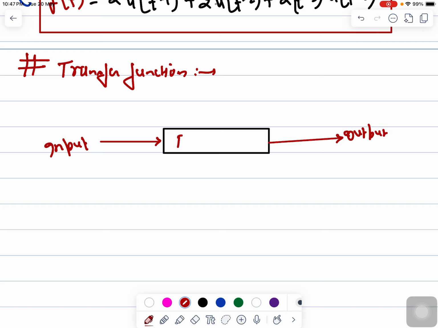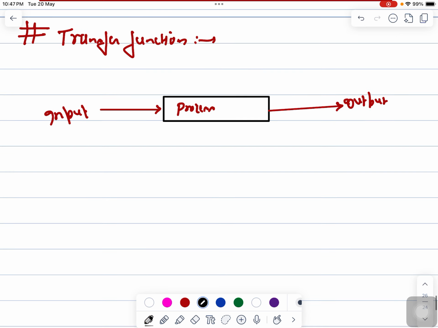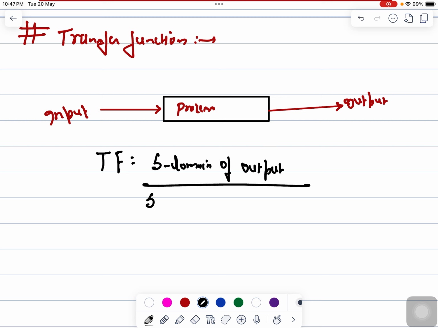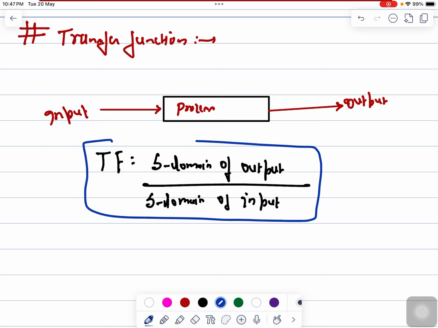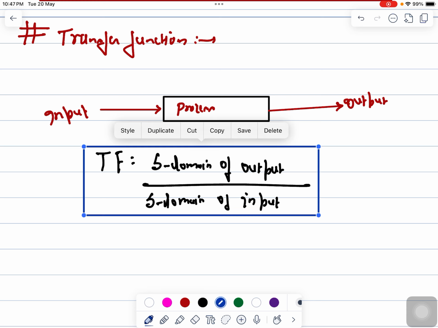So the transfer function of any particular process can be written as the S domain of output divided by the S domain of input. Is that clear? Now how can you calculate the S domain? The S domain can be calculated using the Laplace transform. So if you have been given the T domain, then you can directly convert it to the S domain by taking the Laplace transform, and based on that you can calculate the S domain of the function and you can calculate the output by input, right?